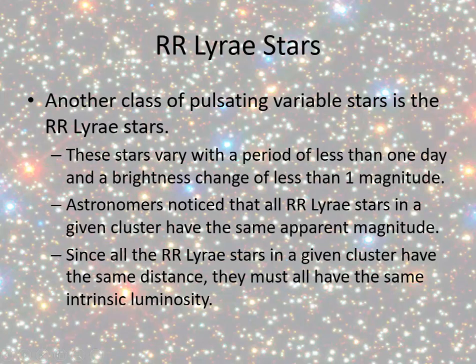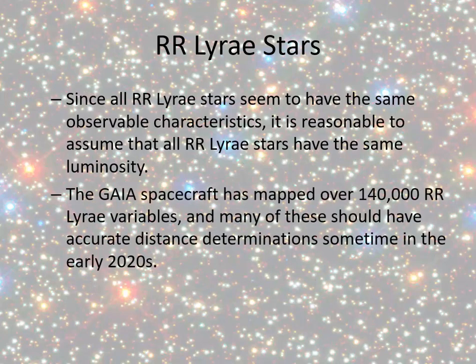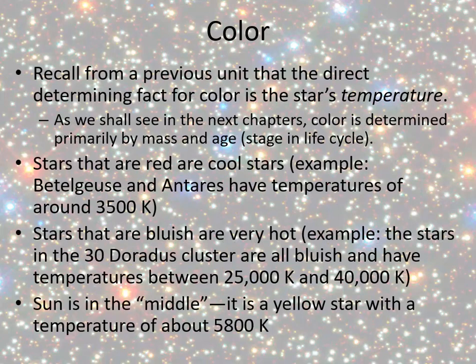Now back to those RR Lyrae stars. We notice that they form a group of stars of relatively similar luminosities, and we have a number of these that have been found with the Gaia spacecraft. The Gaia spacecraft has found over 140,000 of these. So once all of these data get analyzed, we should have a very good period-luminosity relationship for the RR Lyrae stars. So that's something else to look forward to.